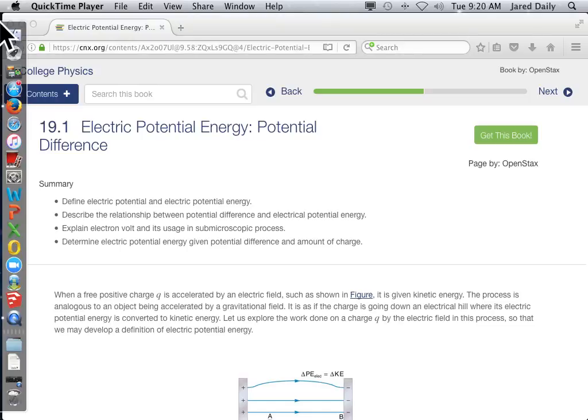We're going to do the same thing with potential energy. Instead of talking about the potential energy of positive charges or the potential energy of negative charges, we're only going to talk about potential. We're not going to call it potential energy anymore, we're going to call it potential.